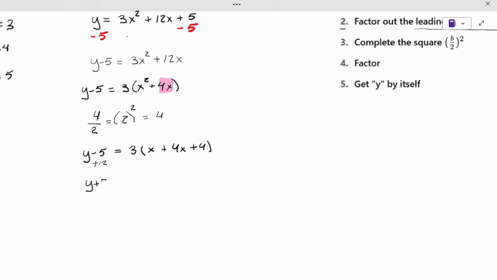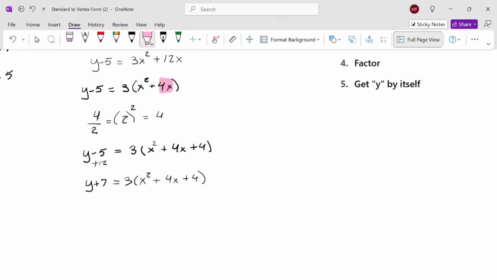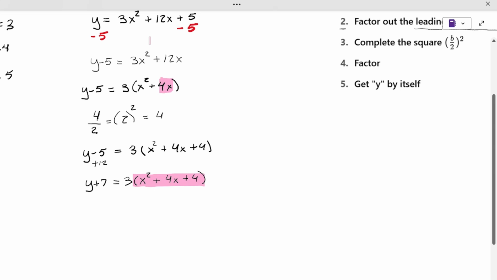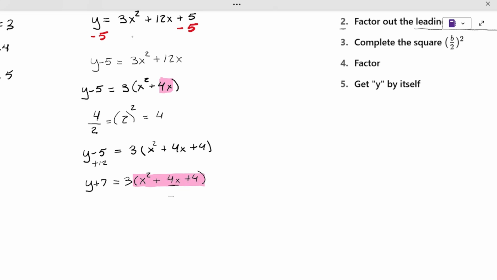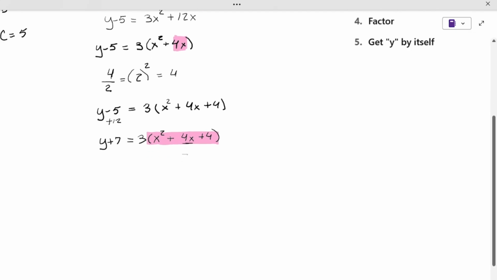So we have y plus 7 equals 3x squared. Oh no, what happened to my x squared? Plus 4x plus 4. All right, and then again, inside of this parentheses, we have a perfect square trinomial. So that means we can factor and turn it into a binomial by taking the middle term, this 4 right here, and taking half of that middle term. All right, so inside the parentheses, it becomes x plus 2 squared. And then everything else will stay the same for now.